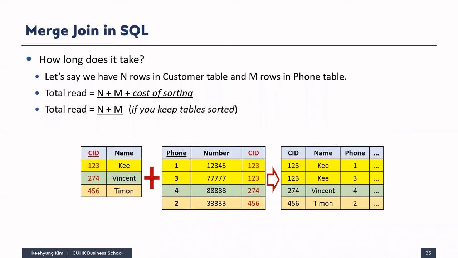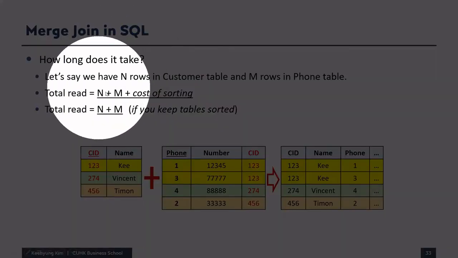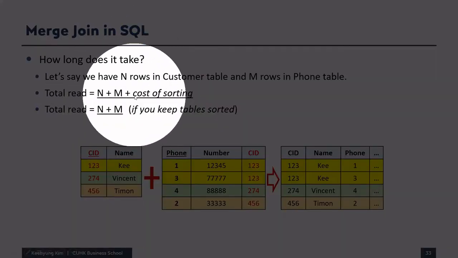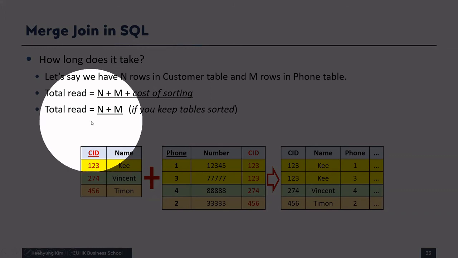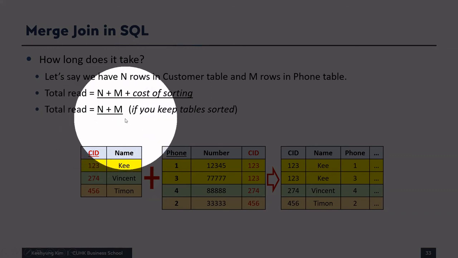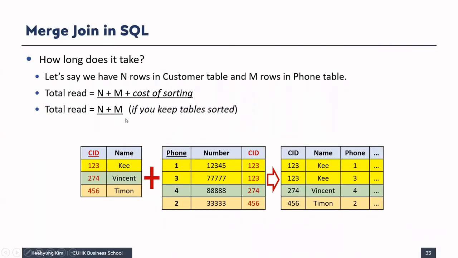Usually, if they utilize this kind of optimization approach in the relational database, then the cost of doing the join in this case will be simply n plus m plus the cost of sorting. But usually they keep the sorted tables, so the total read operation cost will be simply n plus m. So it's much faster. That's how the relational database increases the speed.